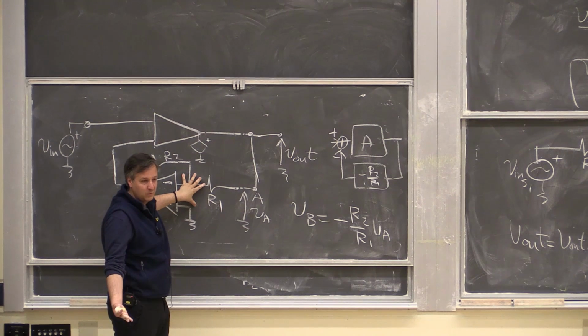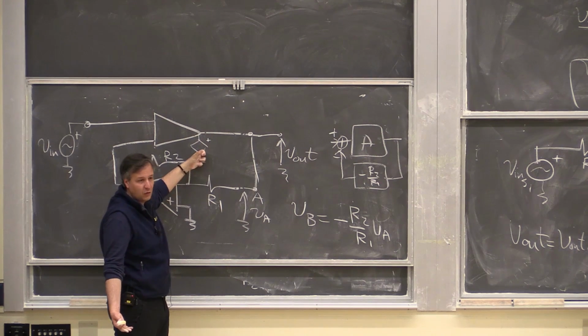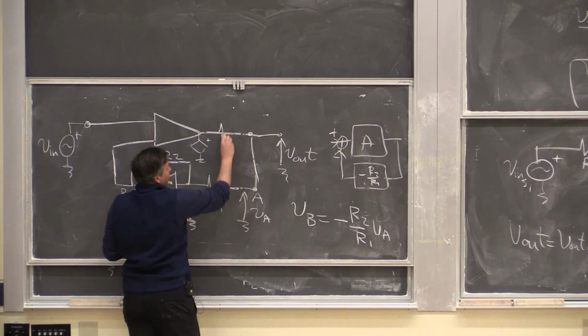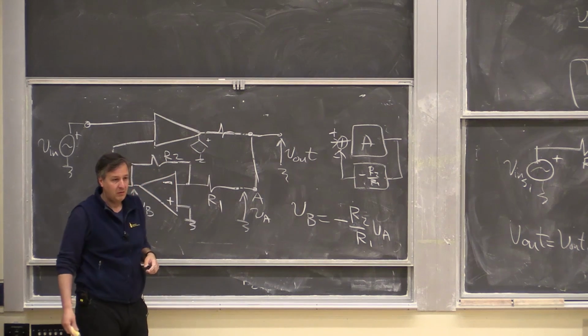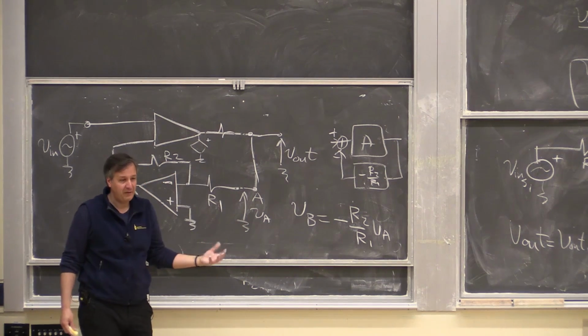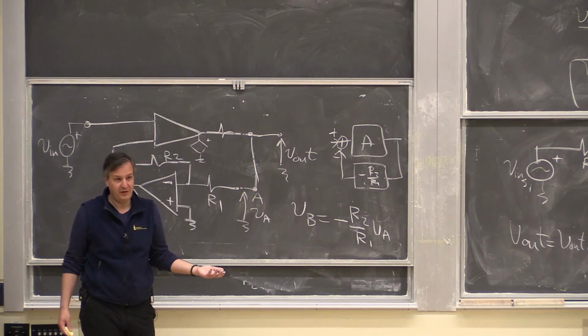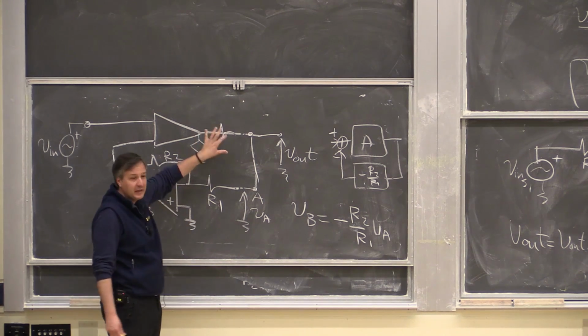Does that make sense? Because you're forcing it with this voltage source. However, if I had some resistor here, real amplifiers actually do have a resistor there, so then it becomes problematic.